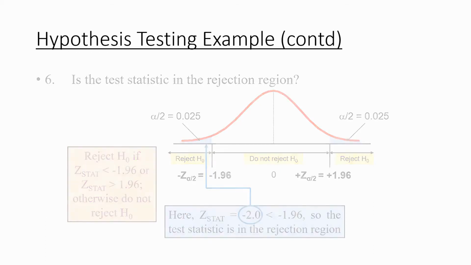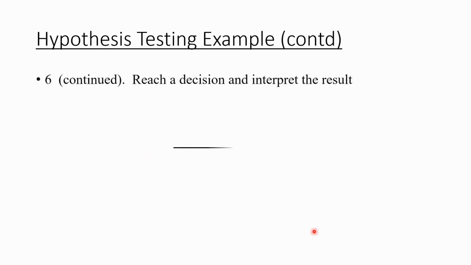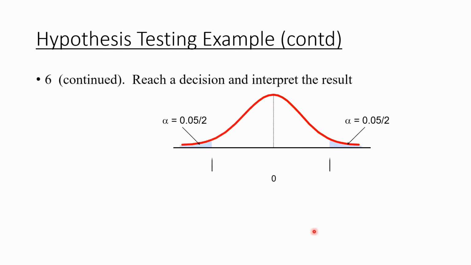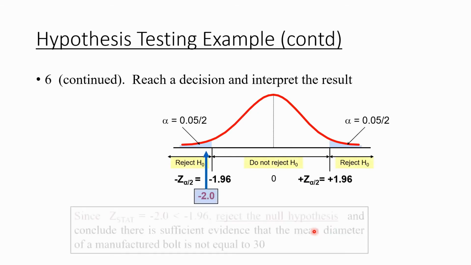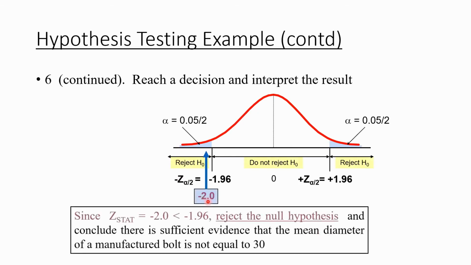So how do you interpret this particular result? Now you obtain all of this, and minus 2 is your Z stat. So you reject your null hypothesis and you have to write the conclusion. And you conclude there is sufficient evidence that the mean diameter of a manufactured bolt is not equal to 30 millimeters. So see, you have to write the conclusion within the given context. You look at the problem, you have the solution here, and based on that you write your conclusion.